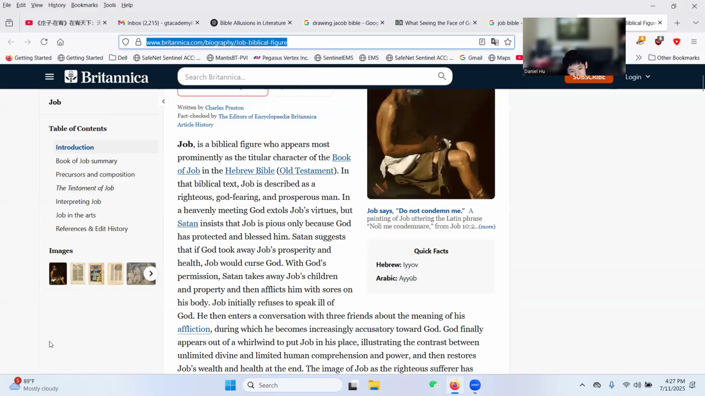With God's permission, Satan takes away Job's children and property, and then afflicts him with sores on his body. Job initially refuses to speak ill of God. He then enters a conversation with three friends about the meaning of his affliction, during which he becomes increasingly accusatory toward God. God finally appears out of a whirlwind to put Job in his place, illustrating the contrast between unlimited divine and limited human comprehension and power. Okay, that's enough.